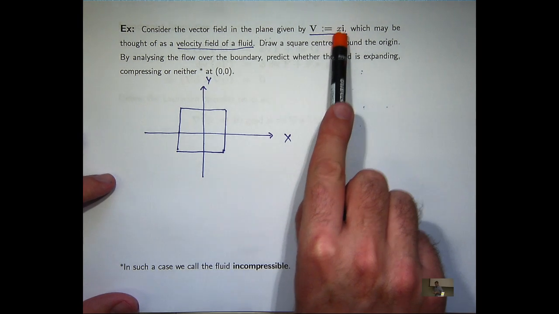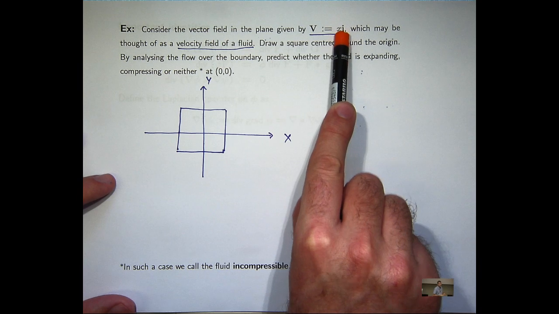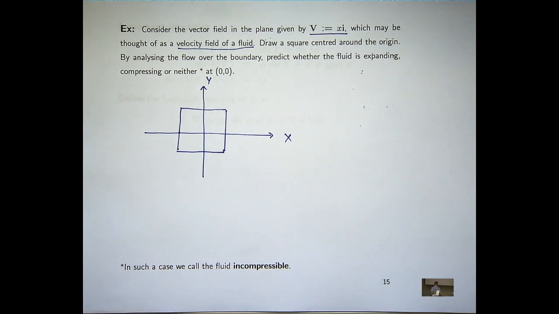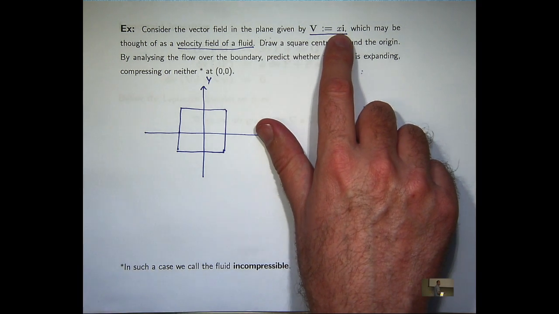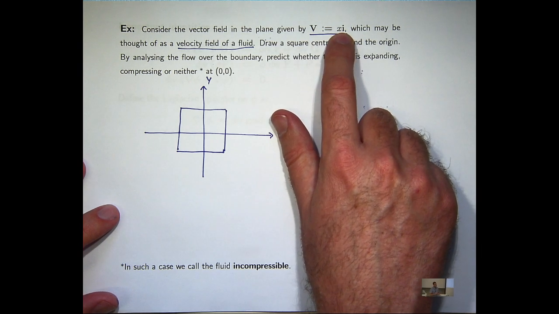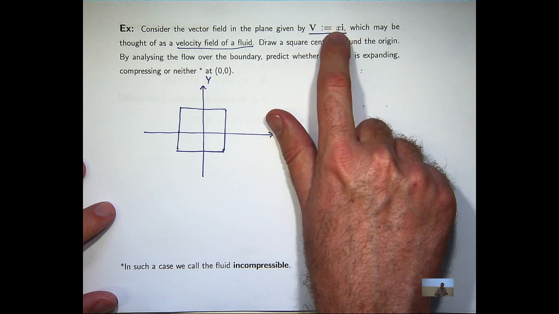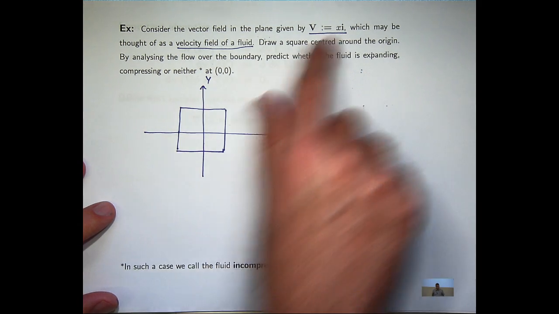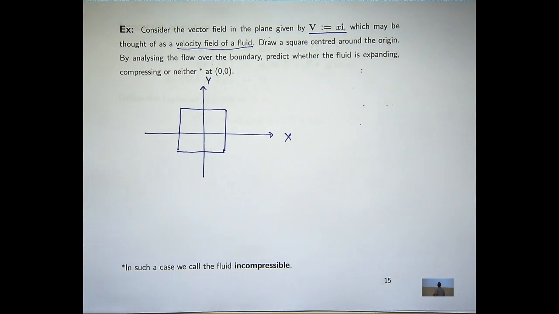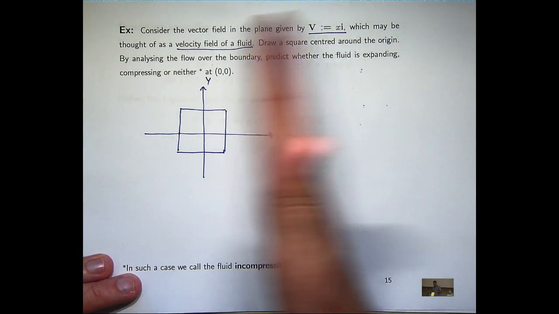Well, this is just a multiple of i, and there's no j component here. So essentially, the vectors associated with this vector field will be horizontal. Now, if x is positive, then I'm just going to get multiples of i that point in the same direction as the unit vector i. If x is negative, I'll get vectors that are pointing in the opposite direction to i. And as x increases, the magnitude of these vectors increases.